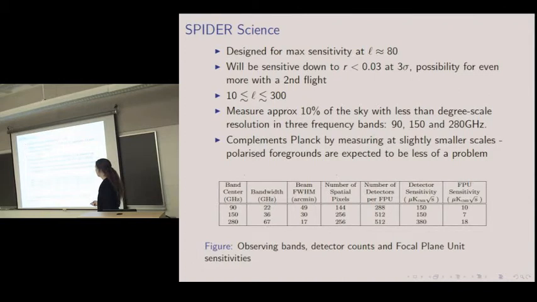In this table here, you can see the number of detectors per focal plane unit, and there'll be 2 detectors at each frequency band. The beam size is less than a degree, so at 150, the beam is half a degree.